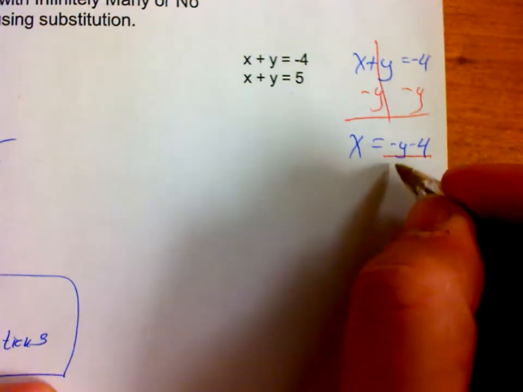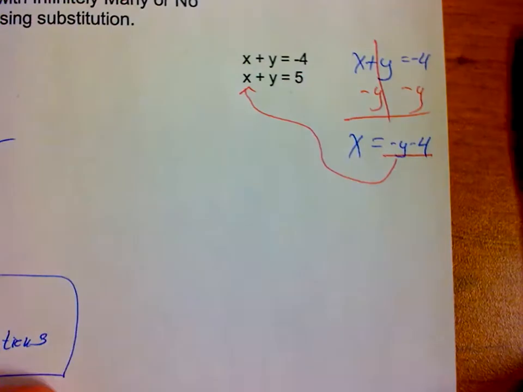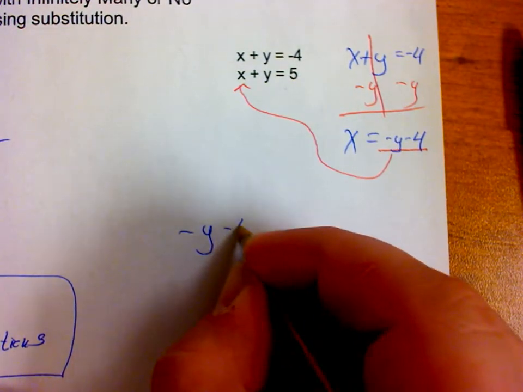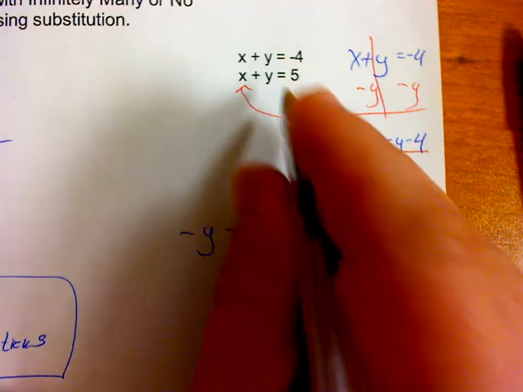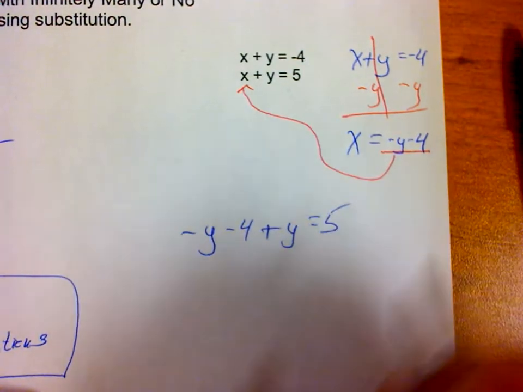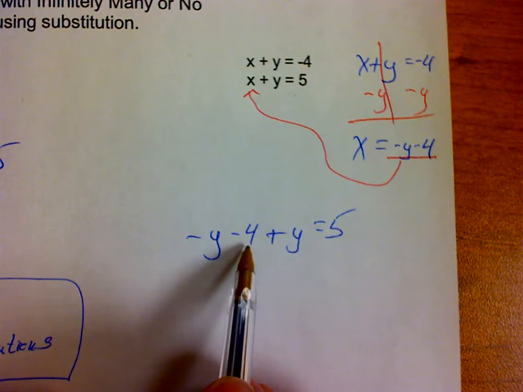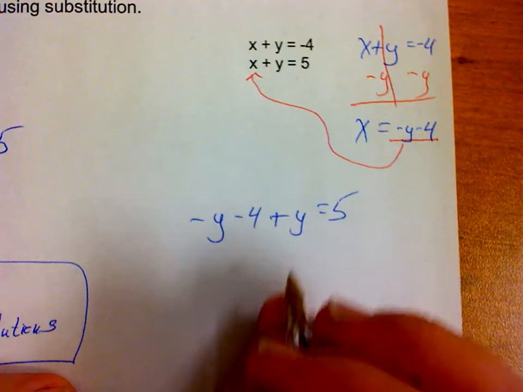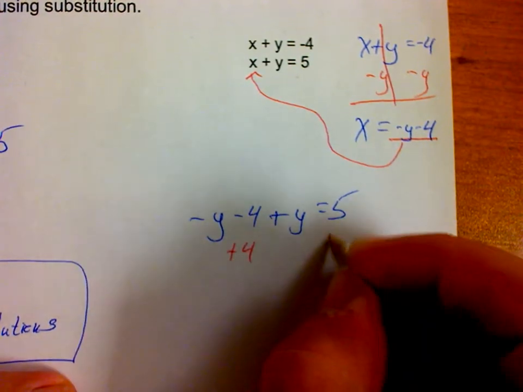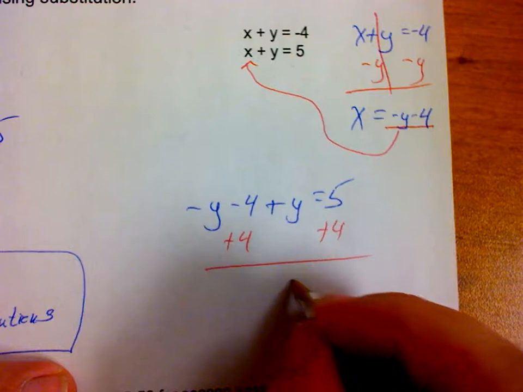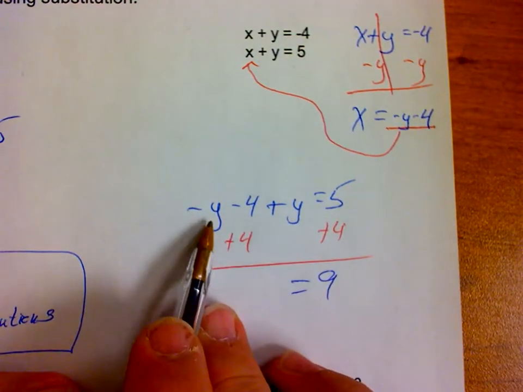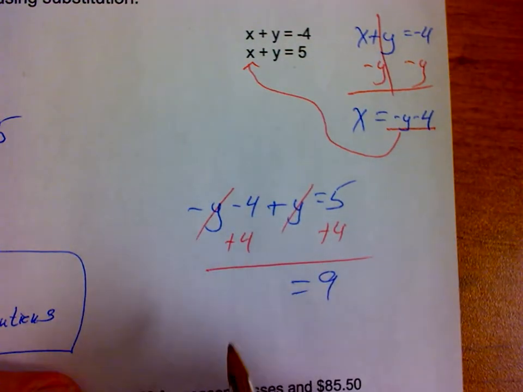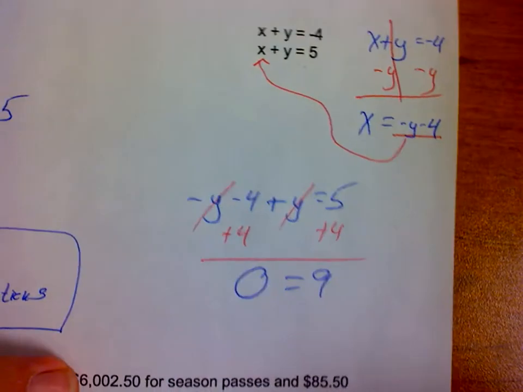Now we take what x equals, and we're going to plug it into the x value in the second equation. So that will give us negative y minus 4, because that was the x value, then the rest of the equation, plus y is equal to 5. Once again, we're trying to get the variables on the left and numbers on the right, so we need to move the negative 4 to the right side by adding 4. Now that'll give us 5 plus 4 on the right side, that'll be a 9, but then we notice we have negative y plus y. Negative y plus y actually cancels out, so you basically end up with 0 on the left side.